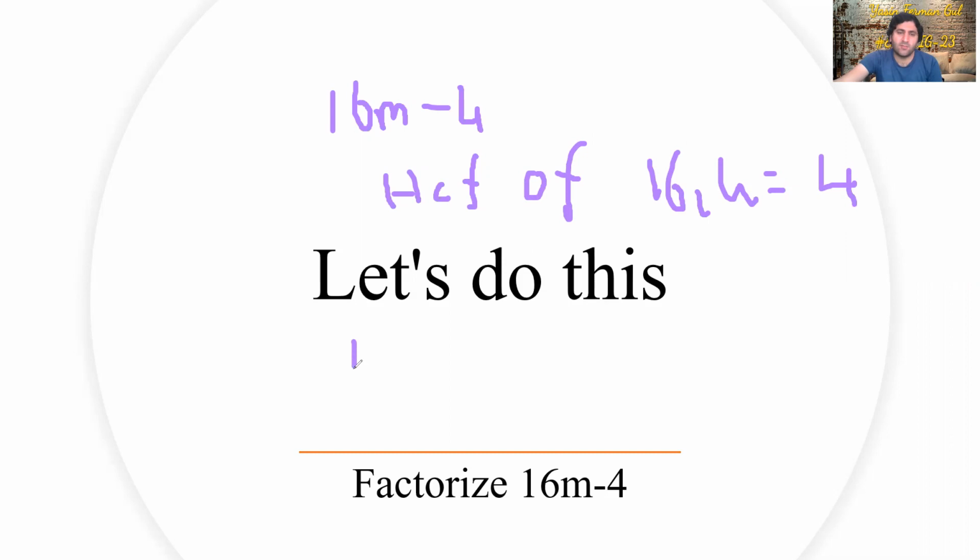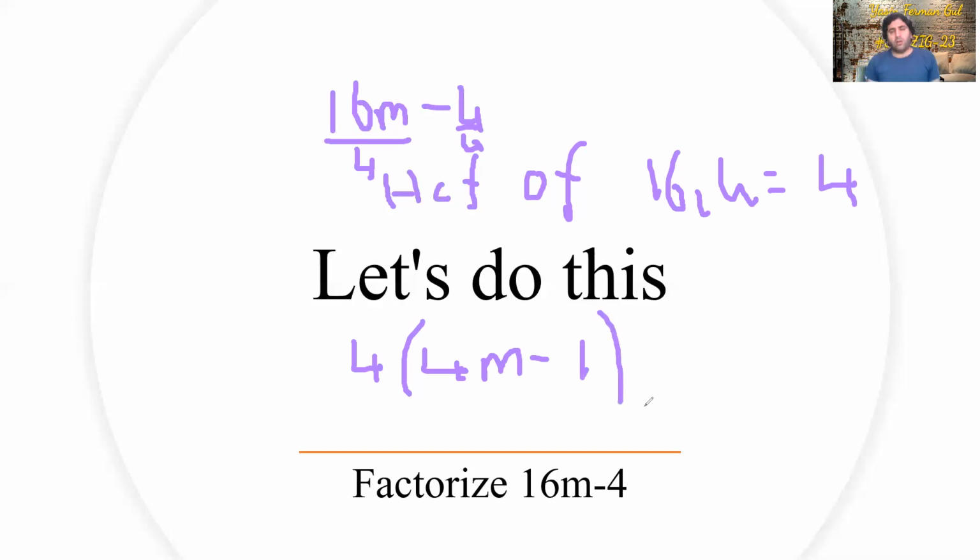Okay, so I'm going to write my common factor here. I'm going to open the bracket. To find that, I'm going to divide by 4, divide by 4. 16m divided by 4 is going to be 4m. Negative 4 divided by 4 is going to be negative 1.